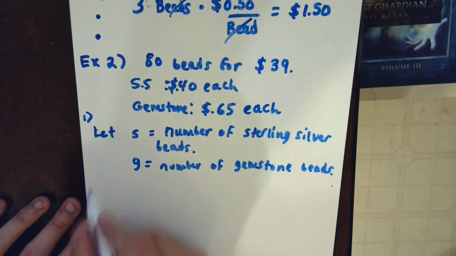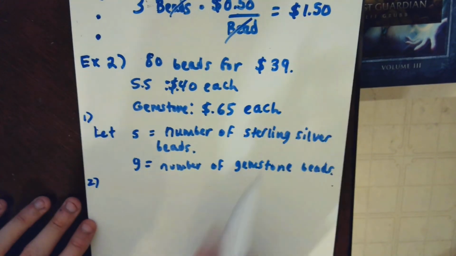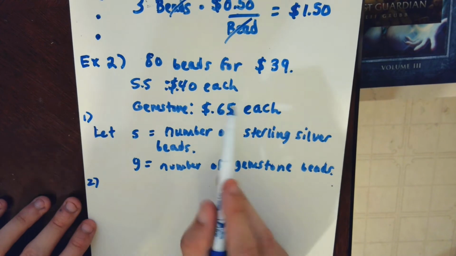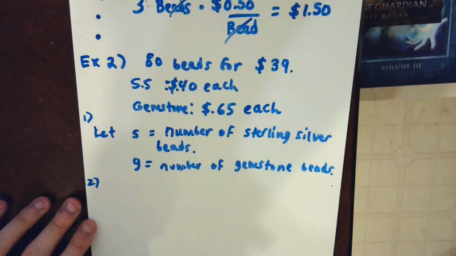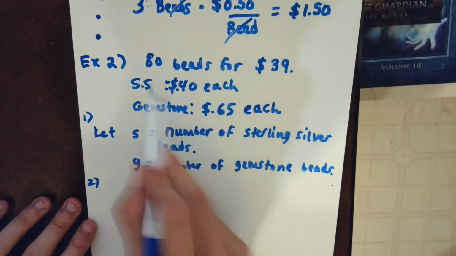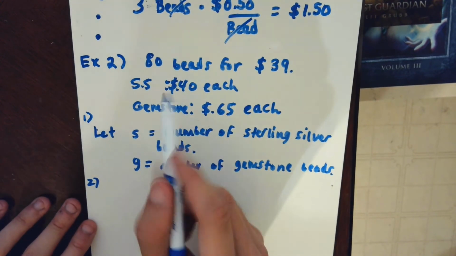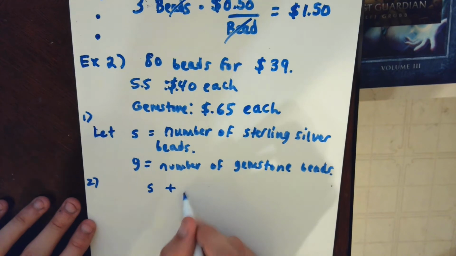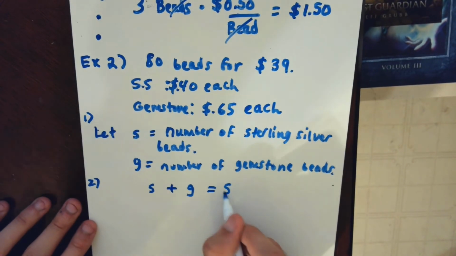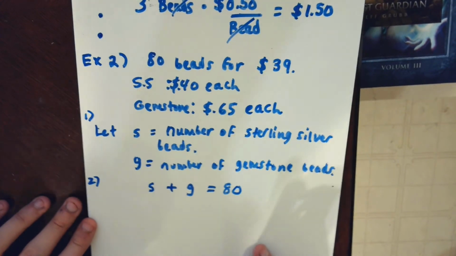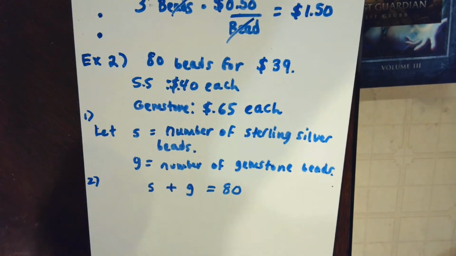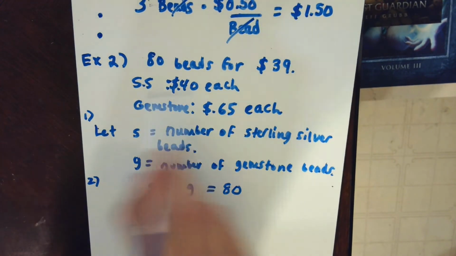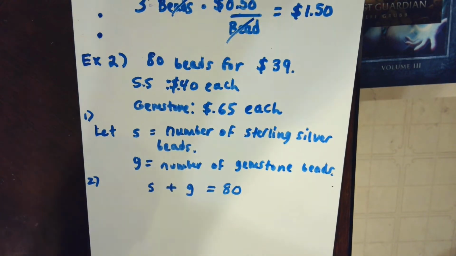The next step is to translate the words that we know into some math equations. So for example, there's 80 beads total. This means that S plus G equals 80. The number of sterling silver beads plus the number of gemstone beads is 80, because those are the only 2 types and we have 80 of them.